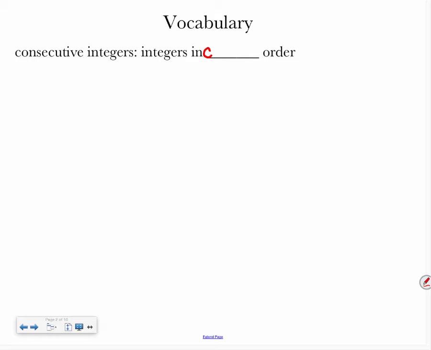Consecutive integers are integers in counting order. So for example, if I ask for 3 consecutive integers, if I say 5, 6, 7, those would be consecutive because I'm not skipping any numbers. Now if I said 2, 5, 8, those are all integers and they're in least to greatest order, but they are not next to each other on the number line, so they are not consecutive integers. It means that they're right next to each other on the number line.